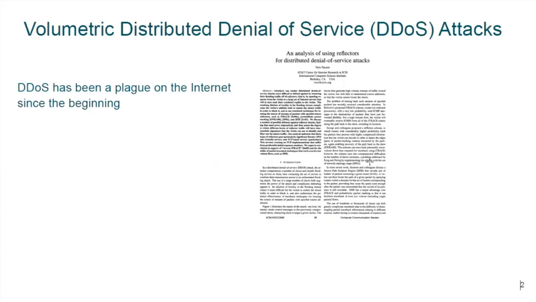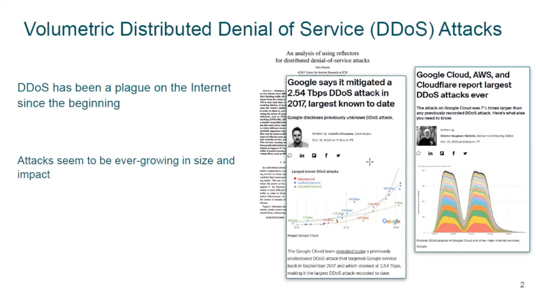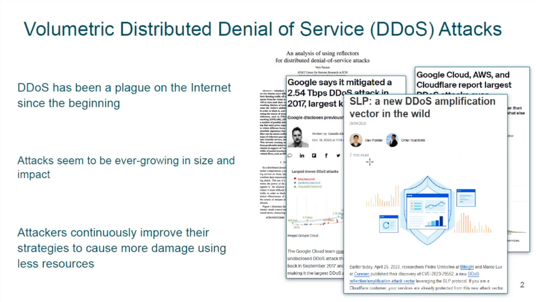So volumetric distributed denial of service attacks is an old problem. It's been there like any other class of cybersecurity attack. For example, there was a paper in the early 2000s, but even though it's an old problem, it keeps getting worse and worse. The attacks are larger in volume or cause more damage, and it doesn't seem to stop. And actually, it won't go away. There's no solution that is going to magically kill the problem, because attackers continue to improve their strategies to cause more damage, like new forms of amplification, new vectors, and so on.